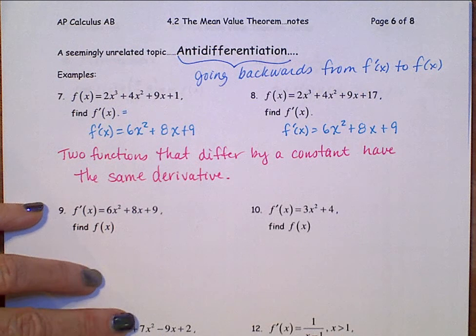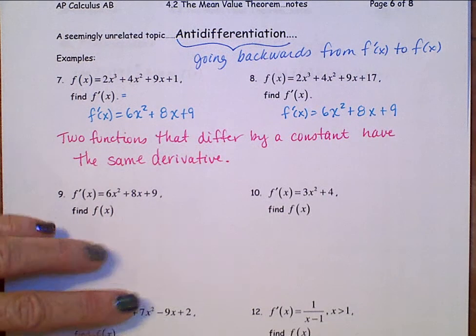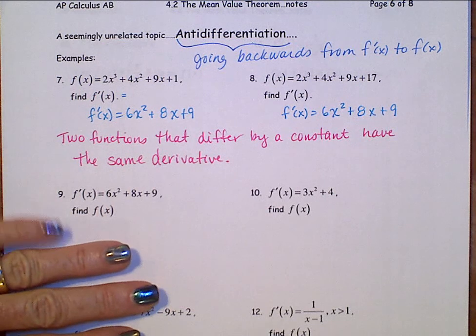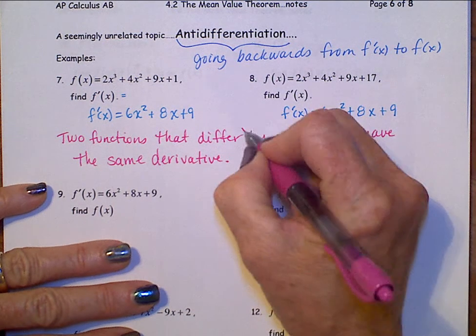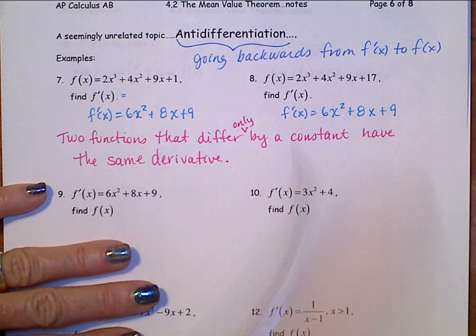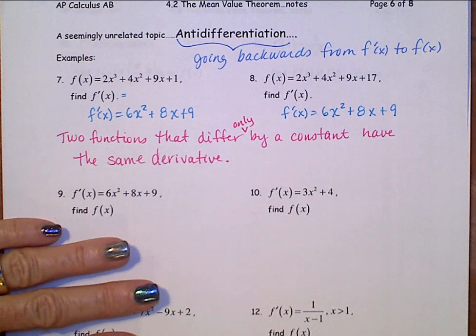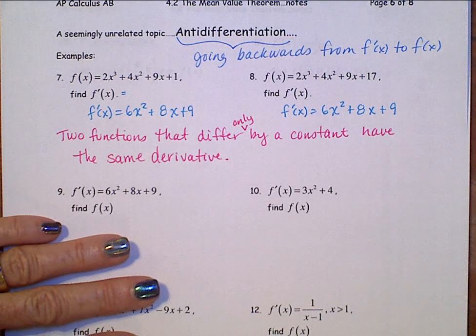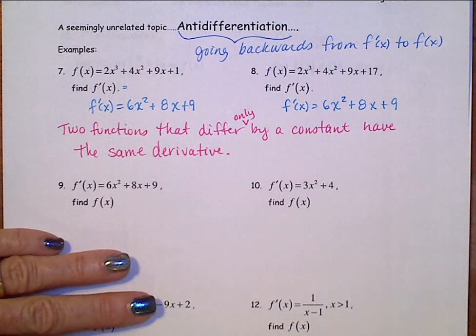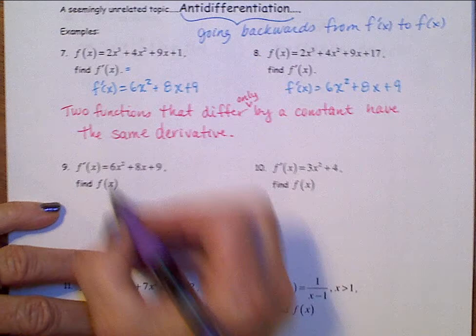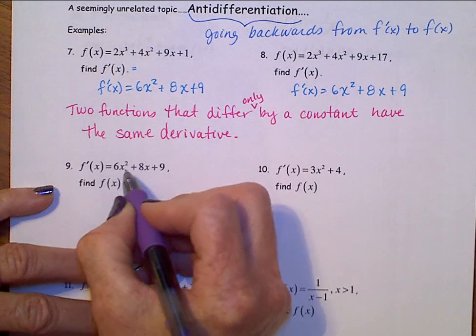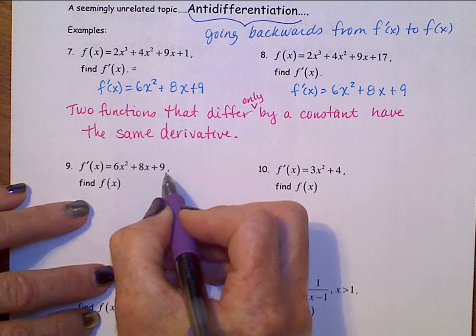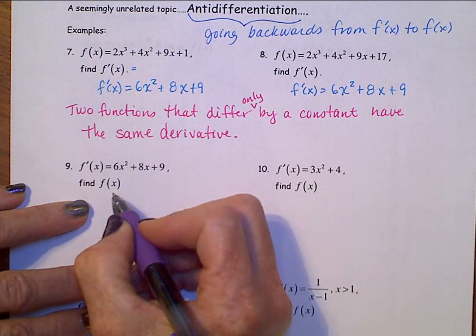Two functions that differ by a constant have the same derivative. Or I should say differ only by a constant have the same derivative. So we can use that idea when we want to try and start going backwards here. So if f prime of x is 6x squared plus 8x plus 9, can you go backwards and find f of x?